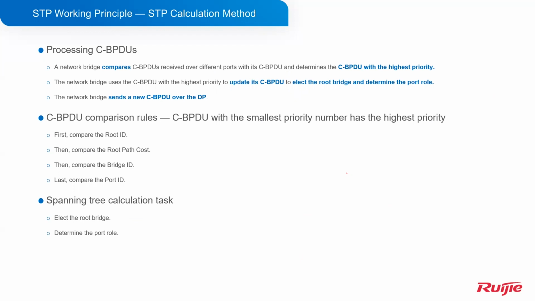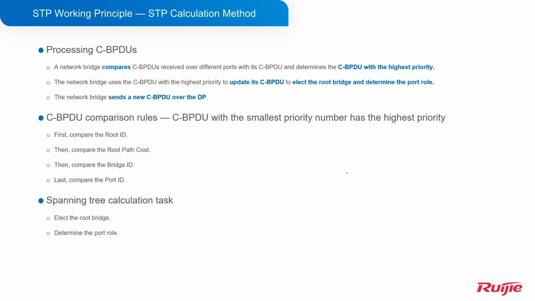But here, I think you may get confused. How does the bridge, or the switch, know which BPDU has the highest priority? There must be a comparison rule. So let's see it. CBPDU comparison rules: the CBPDU with the smallest priority number has the highest priority.